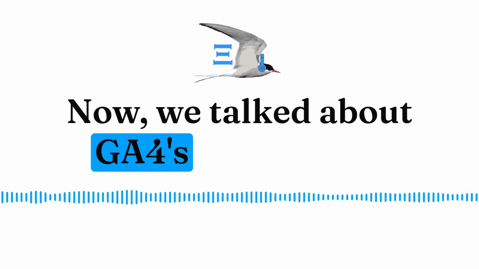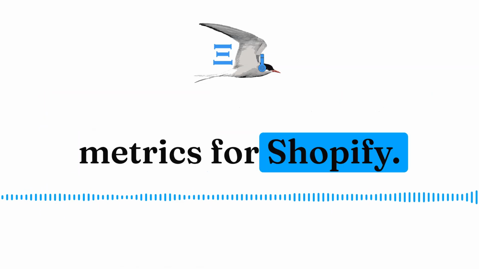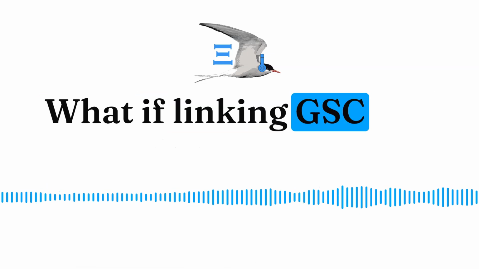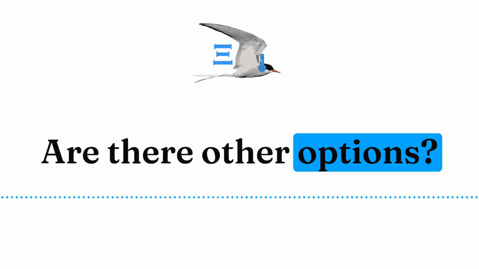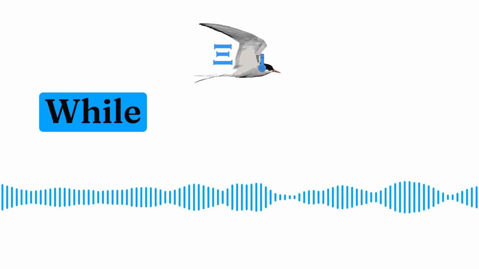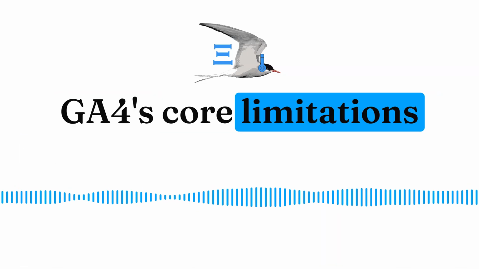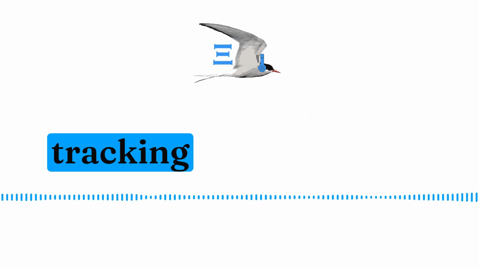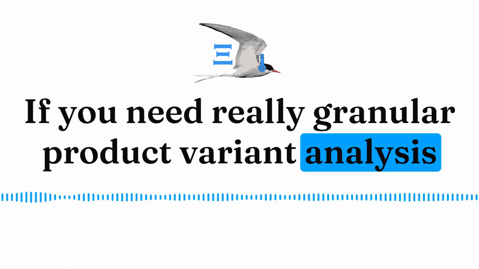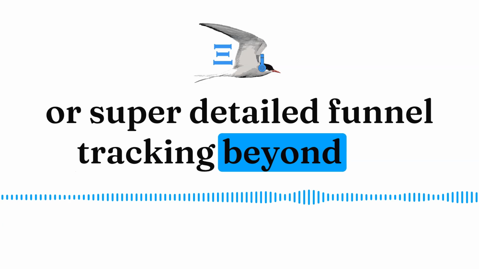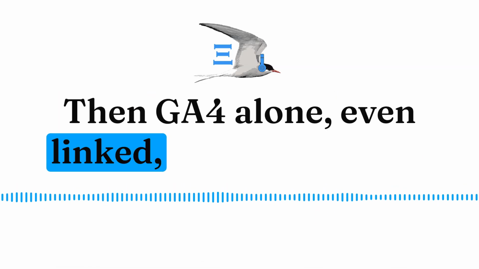Now, we talked about GA4's limitations, especially around those deeper e-commerce metrics for Shopify. What if linking GSC still doesn't give a merchant everything they need? Are there other options? Yeah, that's a fair point. While the GSC link adds valuable pre-click context, GA4's core limitations around default e-commerce tracking might remain. If you need really granular product variant analysis or super detailed funnel tracking beyond the basics or maybe more flexible attribution, then GA4 alone, even linked, might not cut it.